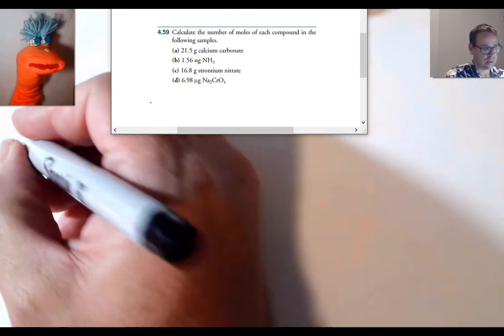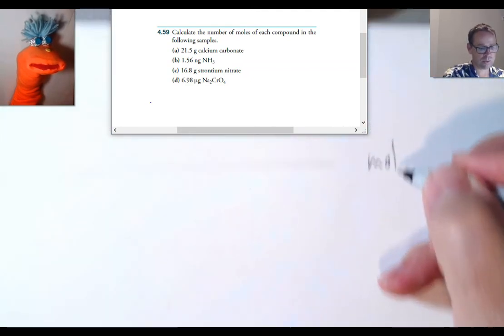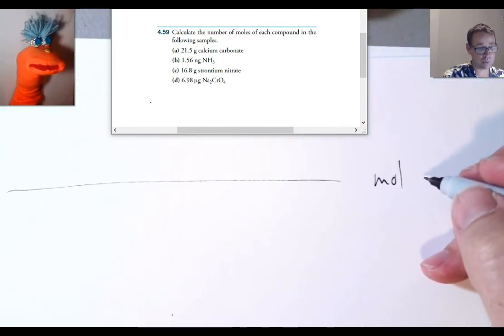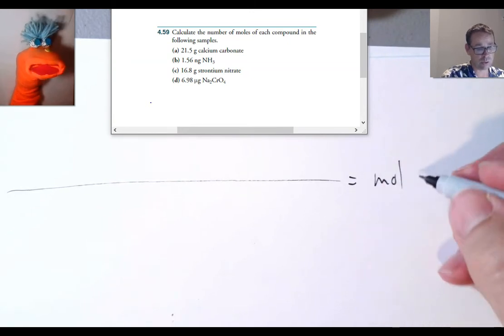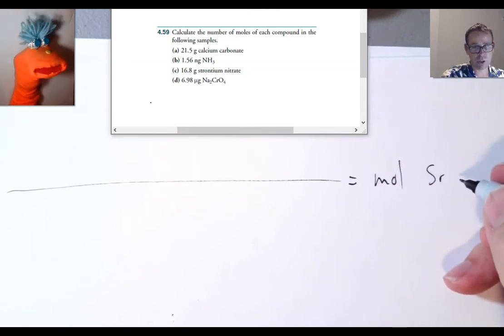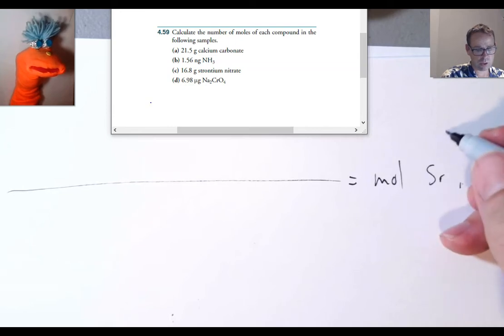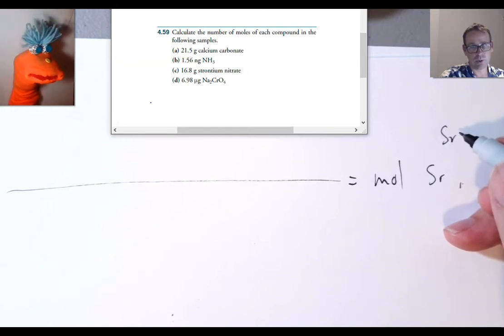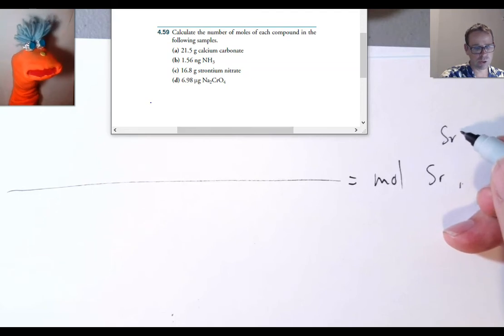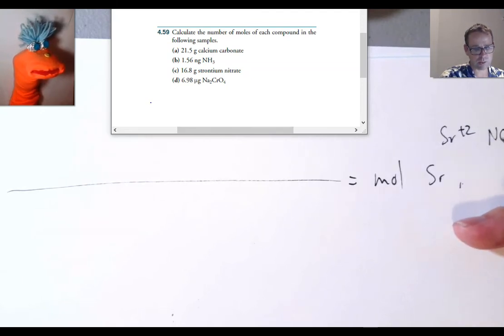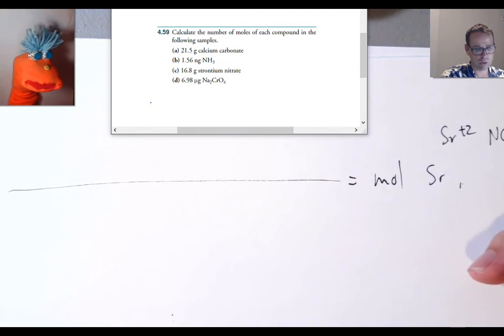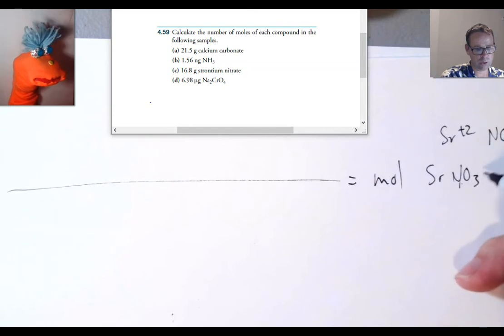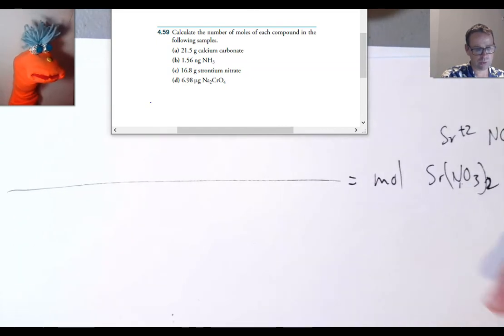Strontium nitrate. I need to know the moles of strontium nitrate. I need to know the chemical formula for strontium nitrate. What is it? Strontium's Sr and nitrate's NO3. Very good. So let's see. What's the ion that strontium makes? Where is it on the periodic table? It's element 38. Okay, so that's +2. Very good. And nitrate is on the polyatomic ion list. It's a -1. So that's Sr(NO3) and then 2 of those. Very good.